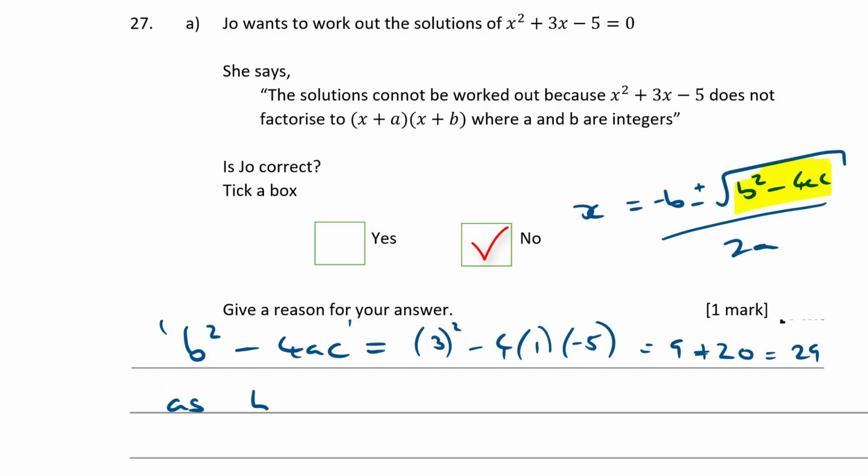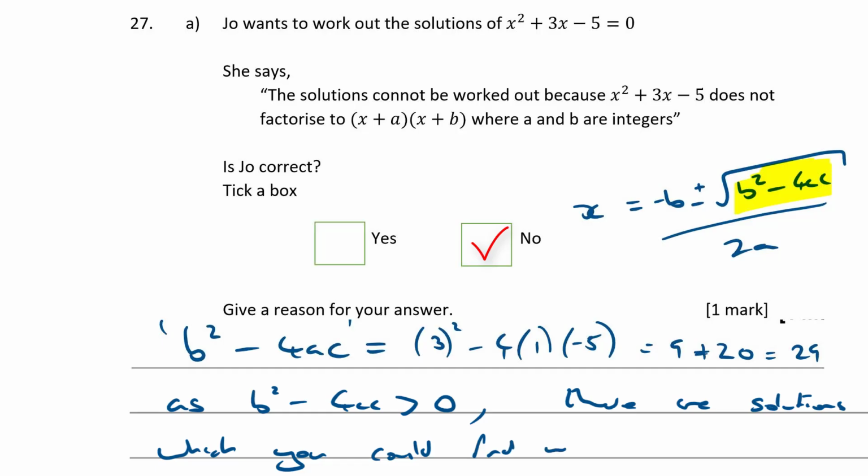So as b squared minus 4ac is greater than 0, there are solutions which you could find with the formula. Now notice it isn't actually asking me to find them. I just need to give a reason. So is she correct? No, she's not correct.